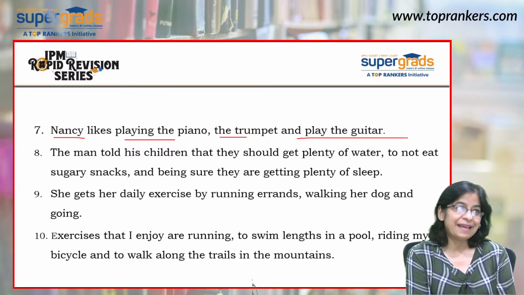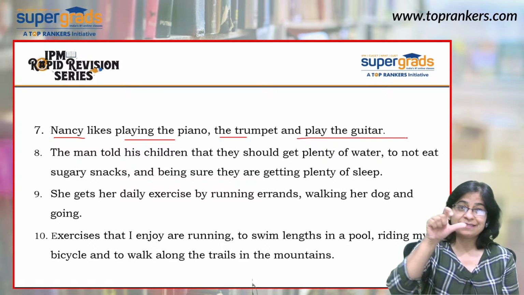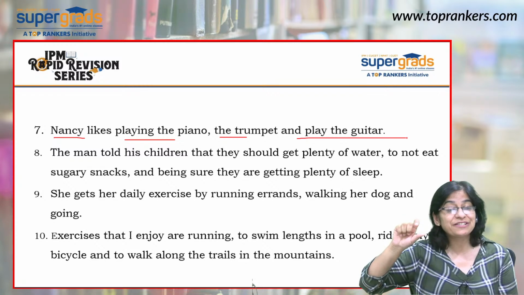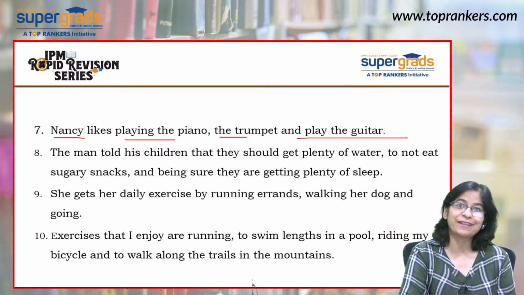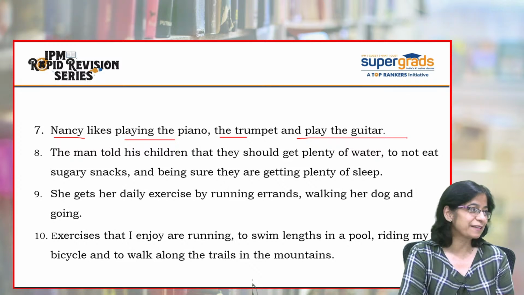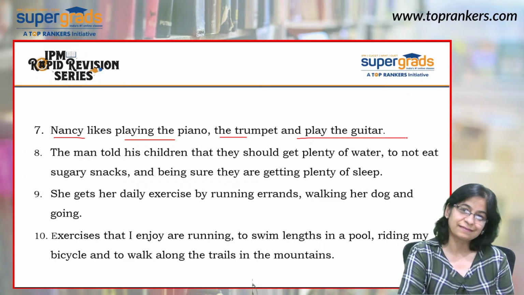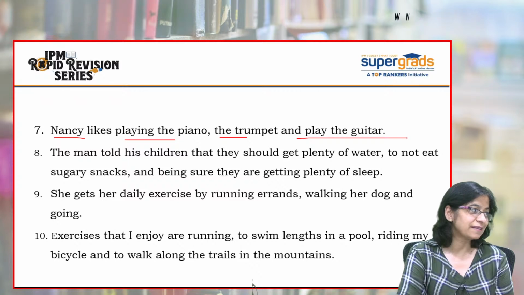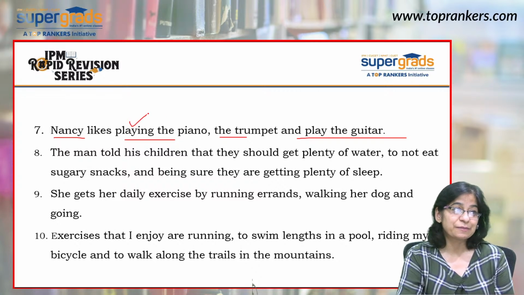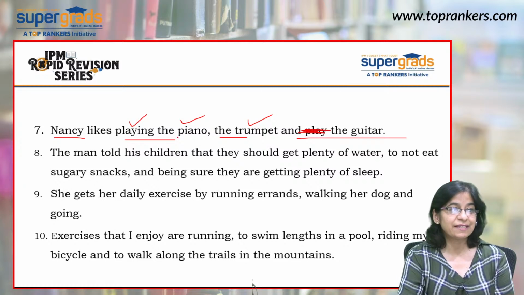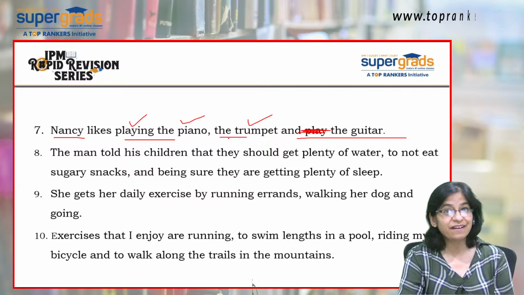How about this one now? Nancy likes playing the piano. Now, look at the structures that are getting repeated. What part of speech is getting repeated? That's where you'll find the problem, and that's what you need to correct. Let's do it together. She likes playing the piano, a noun, a trumpet, noun, and how about just the guitar? So she likes playing the piano, the trumpet, and the guitar.